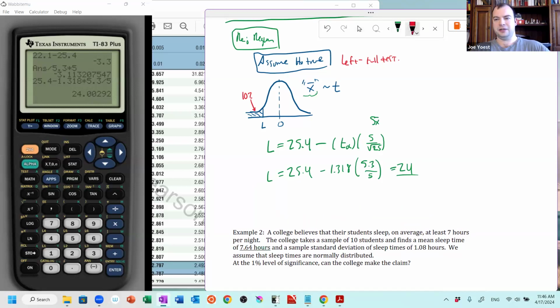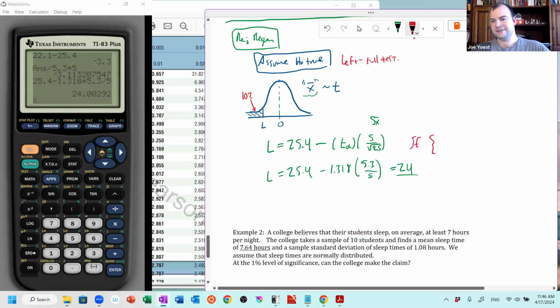And again, my decision criteria here would be if X bar observed is to the left of 24, because it's a left tail test, we reject H naught in favor of H1. If X bar observed is bigger than or equal to 24, do not reject H naught.